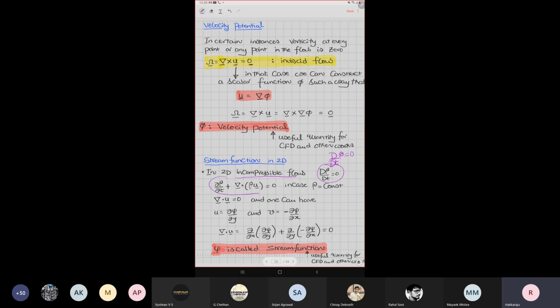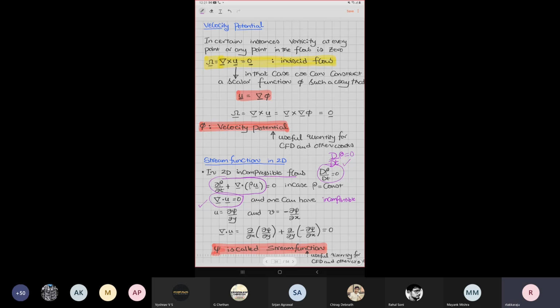Especially in 2D incompressible flows, d rho by dt is equal to 0 means my del rho by del t plus del dot rho u is equal to 0. And because this rho is not varying, one can show that del dot u is equal to 0 for incompressible flows. But the incompressibility condition means your capital D rho by dt is equal to 0, which ultimately turns out to be, on the Eulerian field, divergence of u is equal to 0.